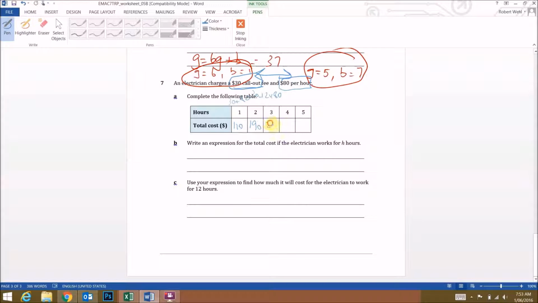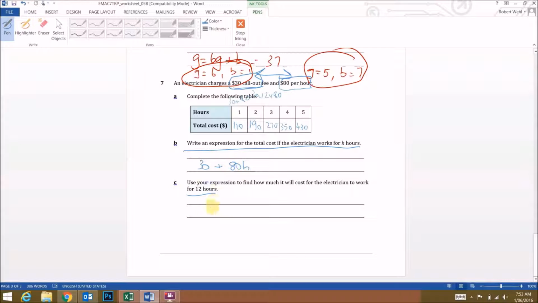So we'll just skip ahead here. 270, 350, 430. Now we need to write an expression for the total cost if the electrician works for H hours. Our call-out fee is $30, and we add 80H, because it's 80 times the number of hours that he works. Use your expression to find how much it will cost for the electrician to work for 12 hours.